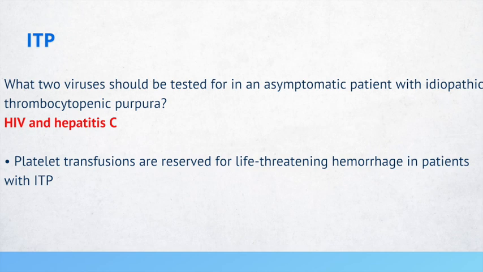What two viruses should be tested for in an asymptomatic patient with idiopathic thrombocytopenic purpura? HIV and hepatitis C. Platelet transfusions are reserved for life-threatening hemorrhage in patients with ITP. That's another high yield point to note.